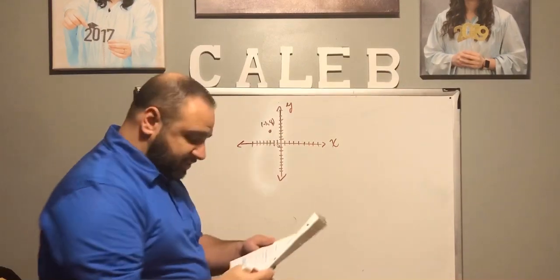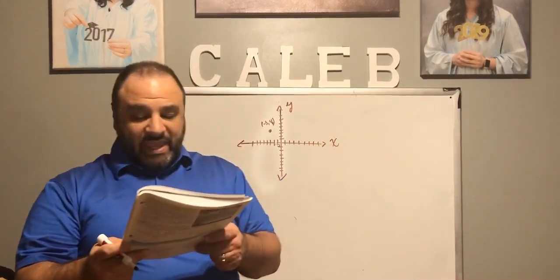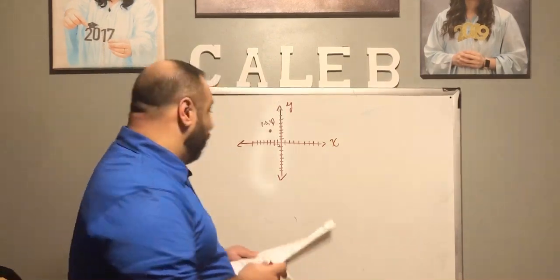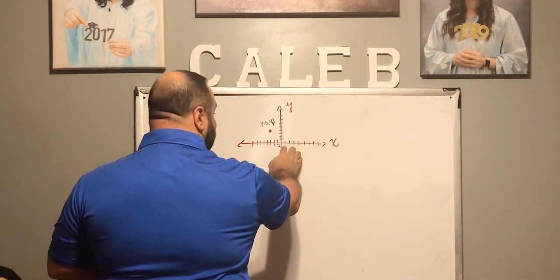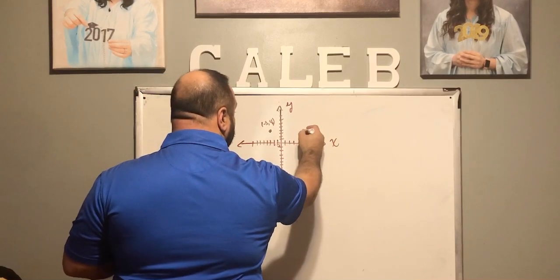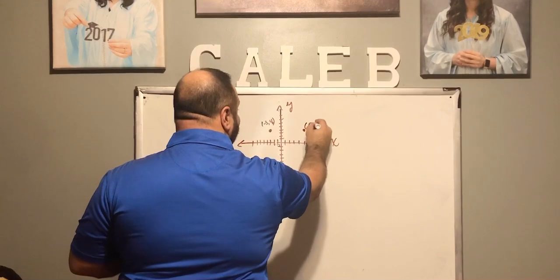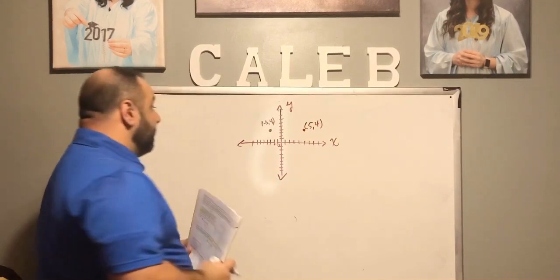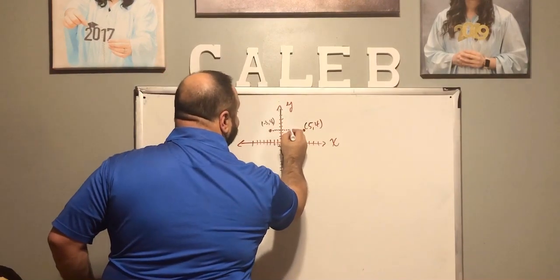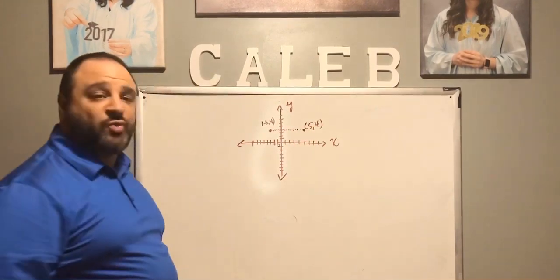Now, let's graph B. B is 5, 4. So 5 spots to the right, 1, 2, 3, 4, 5, and then up 1, 2, 3, 4. We have 5, 4. Now what we want to do is find the distance between those two points.